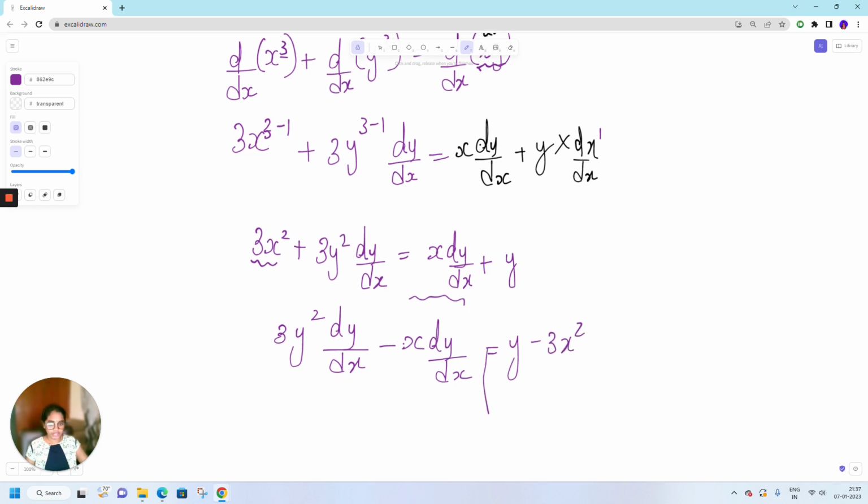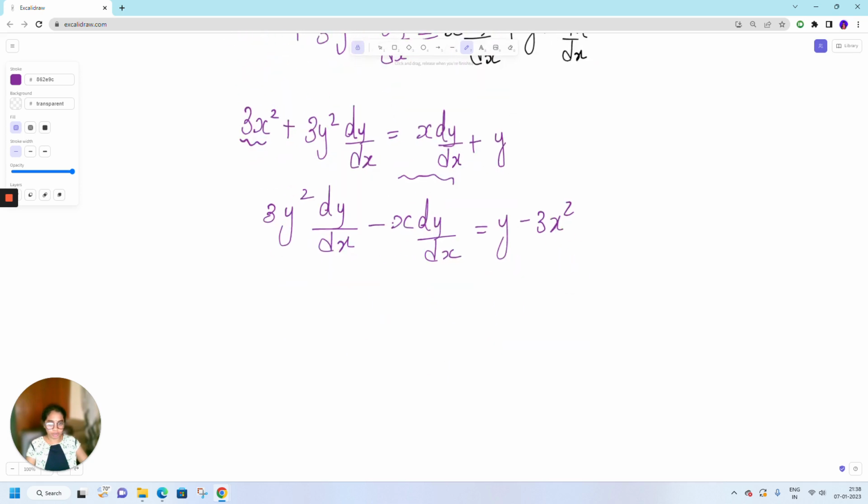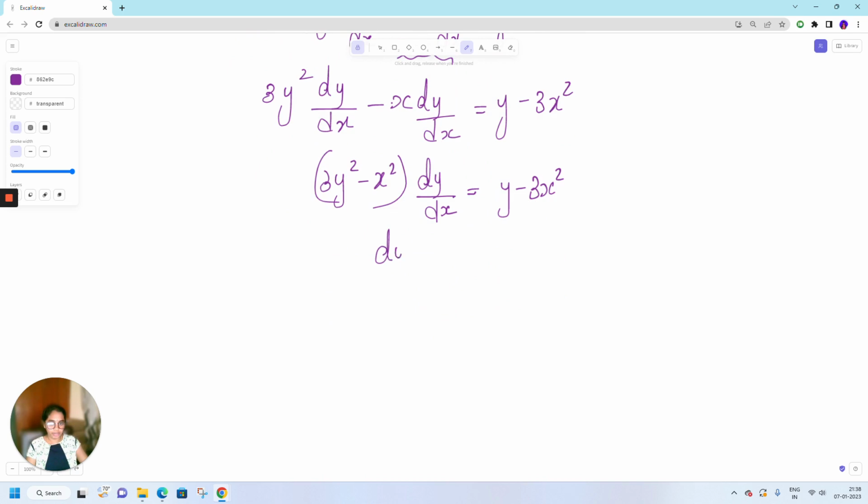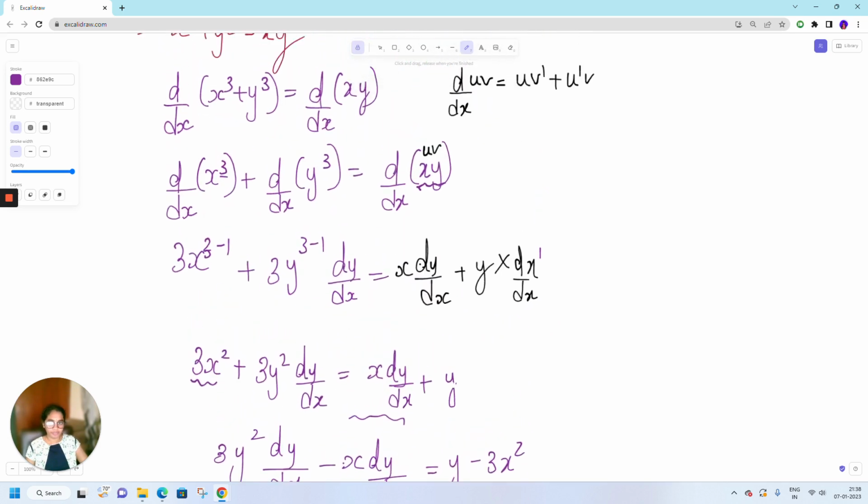Now can I take 3x square minus x as common, or taking dy by dx as common? Yes, this is what I would get. Agree. So this is equal to y minus 3x square. Okay. So now what is my dy by dx? dy by dx is equal to y minus 3x square divided by 3y square minus x square. This is our final answer.